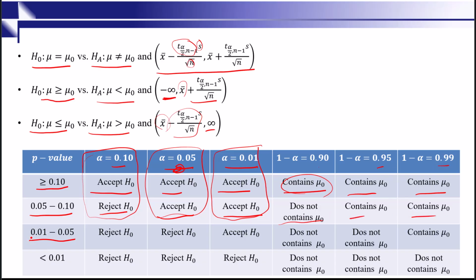If the p-value is between 0.01 and 0.05, we reject the null hypothesis. The second case is handled the same way, but at the 99% level we accept, and only for 99 does the interval contain mu0. If it is less, then we reject in all possible cases.